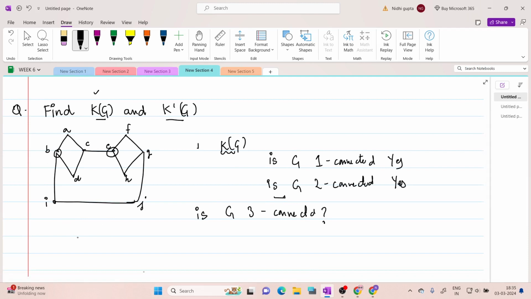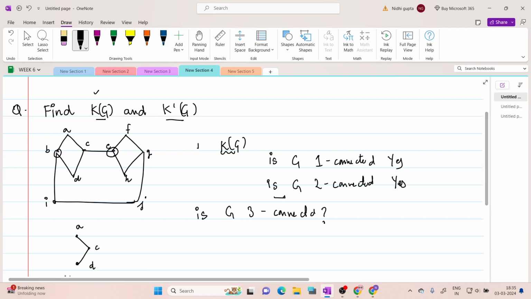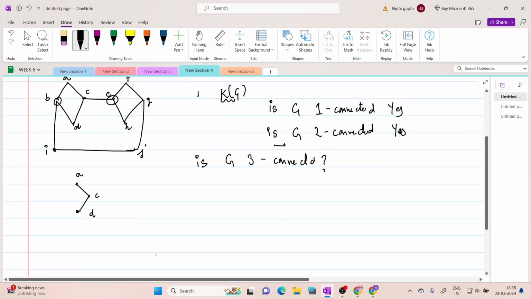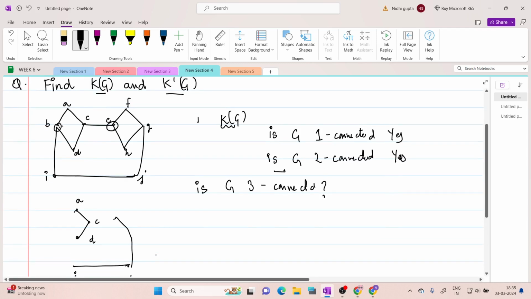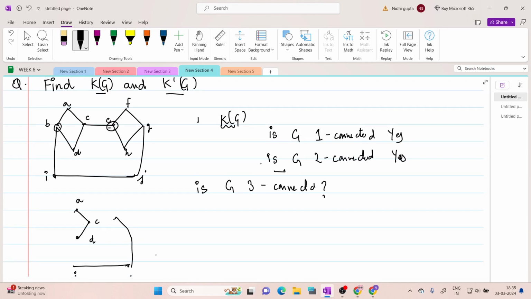So if we remove B and E, the resultant graph is A, C, D, and we can see that we are getting at least two components. So basically, there is no path between A and I. Therefore, if S is equal to BE, then this graph is becoming disconnected. Therefore, this is not 3 connected.